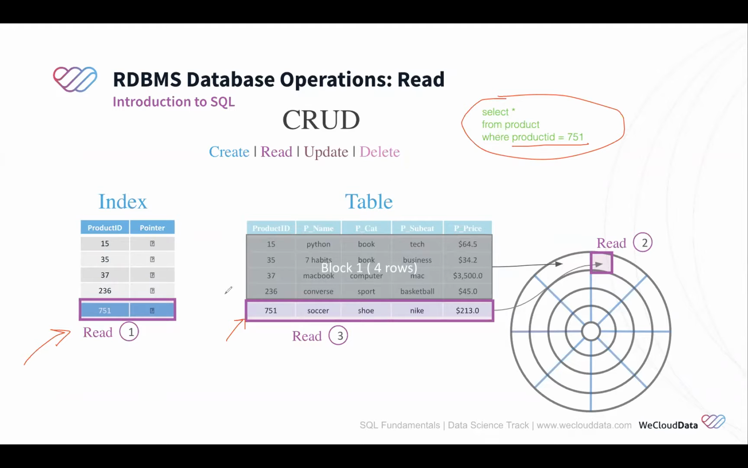So when we run this query, it's going to look up the index first because it knows there's an index created on product ID, okay? So that means, if we can find 751, the index is going to tell us where to find this data on the hard drive. Let's say it's in block number 2. Your query is going to directly go to this block and read the data you need, okay? So that's how database read works.